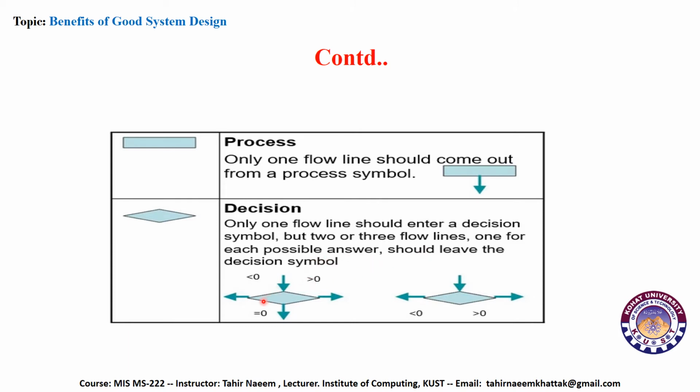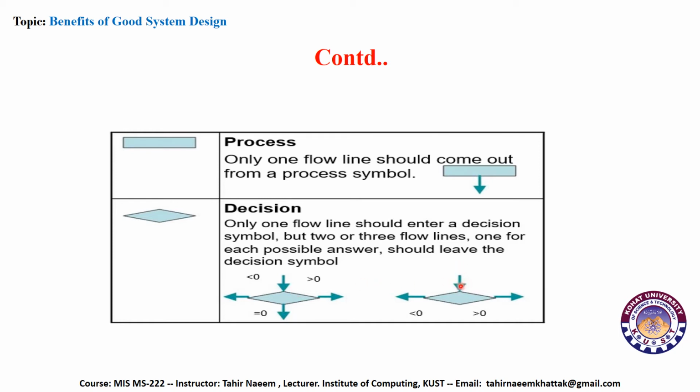Here is an example. If I am given a number and a decision is to be made, what is this number? There are 3 possibilities. If it is equal to 0, it will go there. If it is less than 0, it will go there, and if it is greater than 0, it will go there. So there are 3 possible answers for the given input in this process.